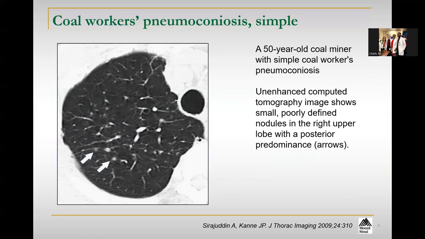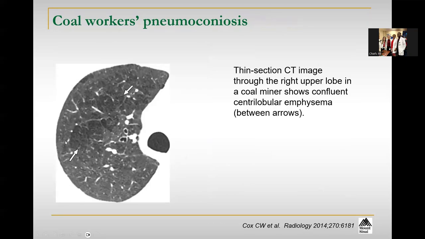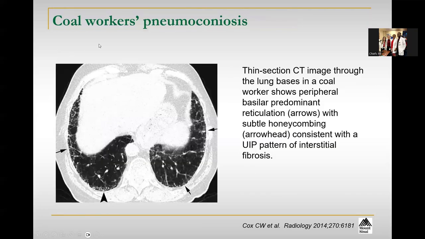So CAT scan, of course, makes things easier in terms of recognition. And here you see some of these macules. You see how they are fuzzy. They are not sharply defined. They are less than 1 centimeter. They tend to be more in the right upper lobe, with posterior predominance, and they're throughout the lung. And there is associated focal emphysema next to these nodules usually. So you see areas of emphysema. So you see how exposure to coal dust is amongst the potential causes of COPD, and you can recognize it here.